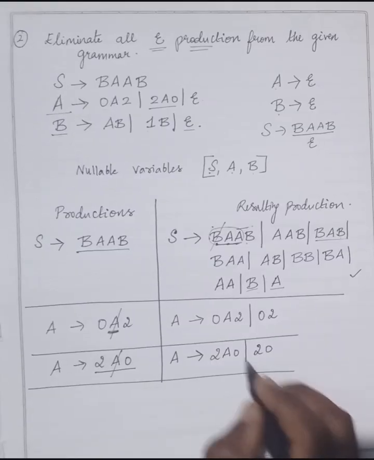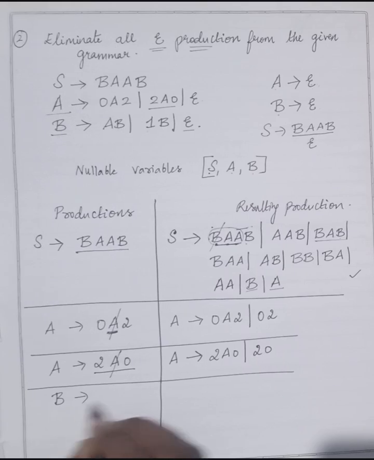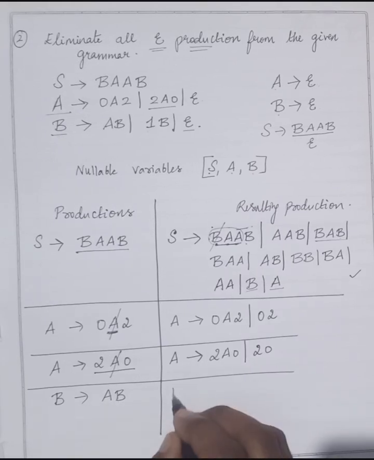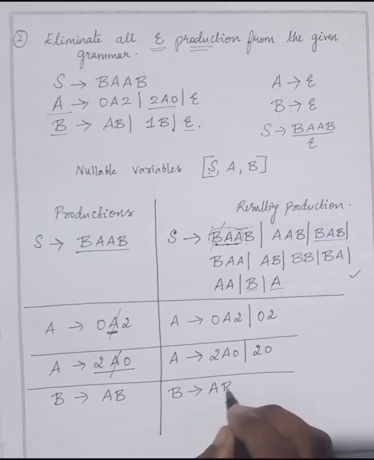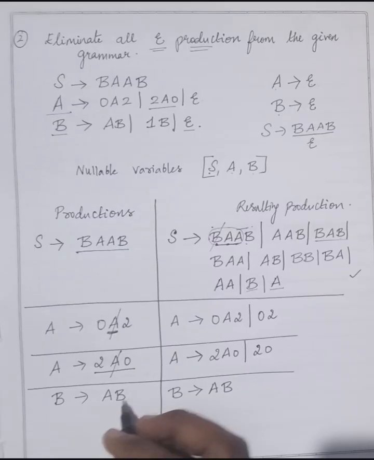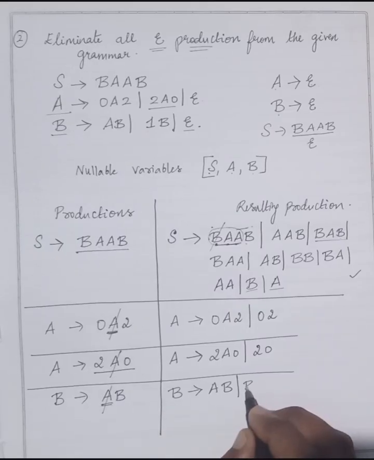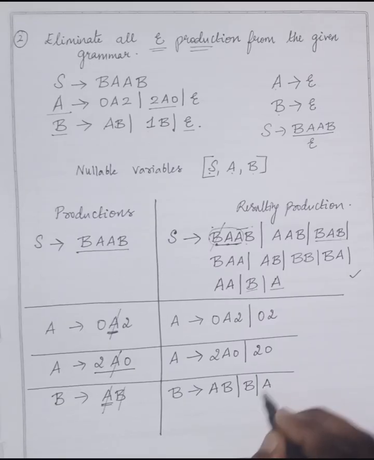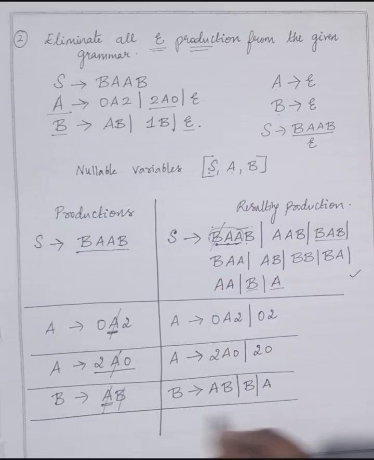In the same way, we'll do it for B also. B derives AB, where both can become epsilon. First we'll take the direct combination, that is B derives AB. Or if both become epsilon, there is no condition. Then if we substitute each one as epsilon, if A is epsilon, B will be left over. If B is epsilon, A is left over. So these are the two combinations available.